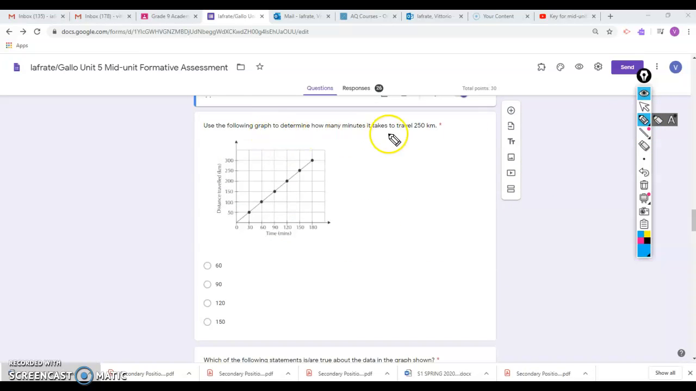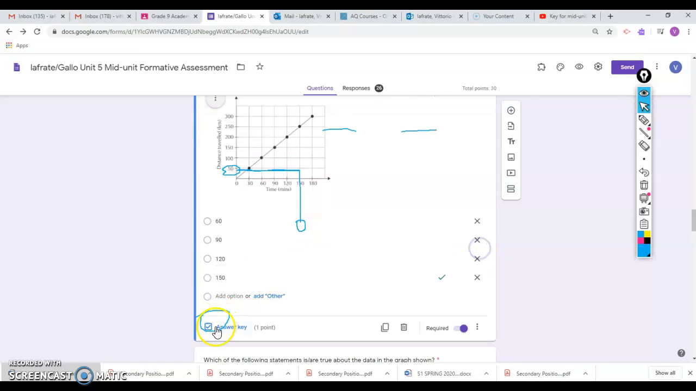Similar question, but a bit different. You want to know how many minutes it takes you to travel 250 kilometers. So you know the y value this time. You traveled 250 kilometers. See where that takes you on the y-axis, on the x-axis. So this is 250 kilometers. Here's my data point there. I reached 250 kilometers after how many minutes on the x-axis here? 150 minutes. So 150 would be the best option in this case. Let's see if we're right. 150. Good.